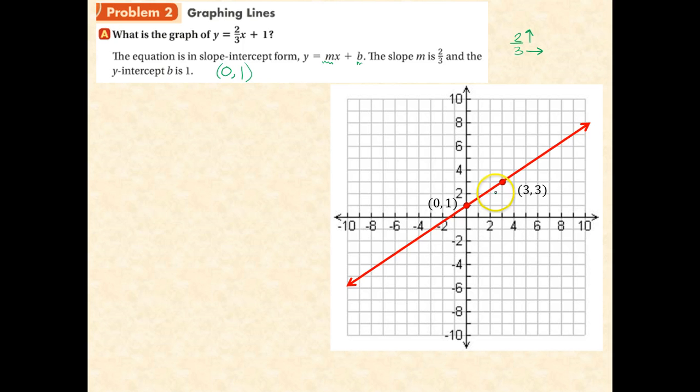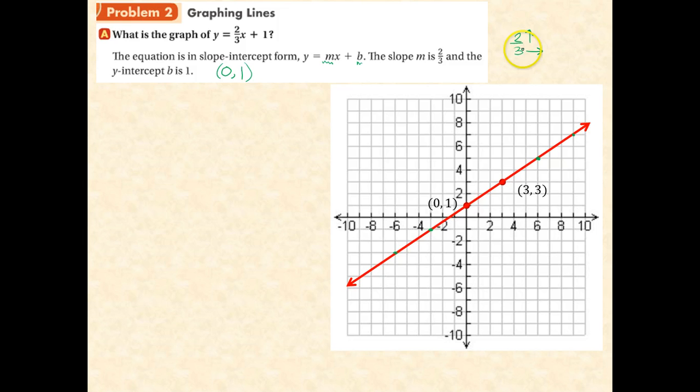Bada boom, bada bing. And you can see that even from this point, if you go up 2 over 3, there's another point that's on that line. If you go over here, if you go down 2 and back 3, there's another point that's on that line. Does that make sense, that going up 2 to the right 3 is the same slope as down 2 and back 3? Why does that make sense?